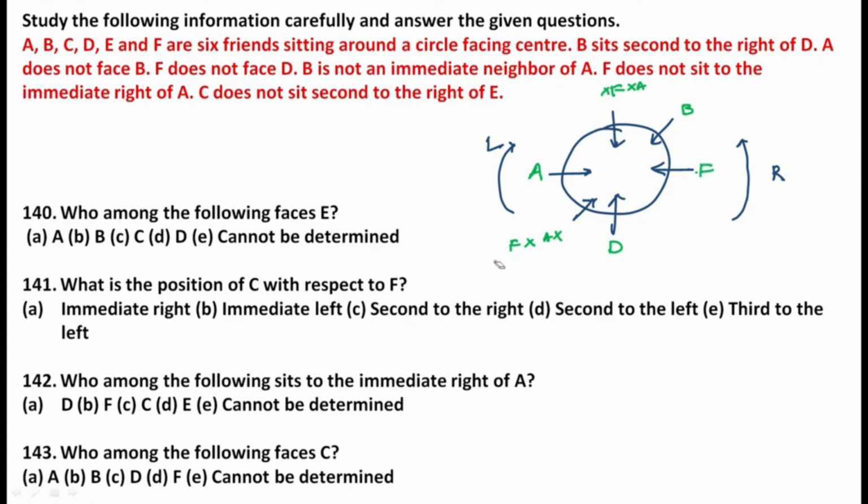C does not sit second to the right of E. Guys, we are left with only two positions. Definitely, we can confirm that one is C and another one is E. But see, C does not sit second to the right of E. C is not to the right of E, so definitely you can consider E here and C here. Now you can confirm E here, C here. Now you can get C is the second left of E.